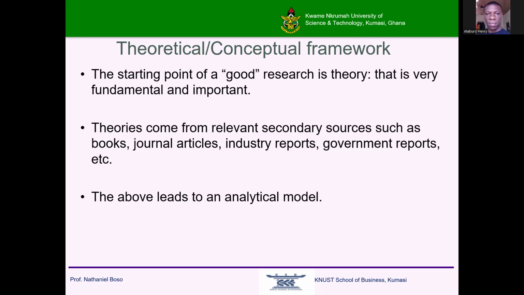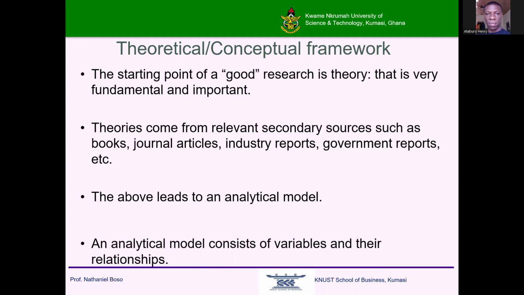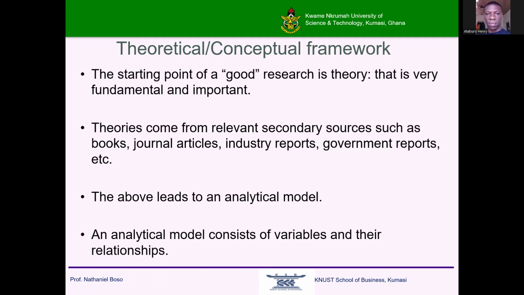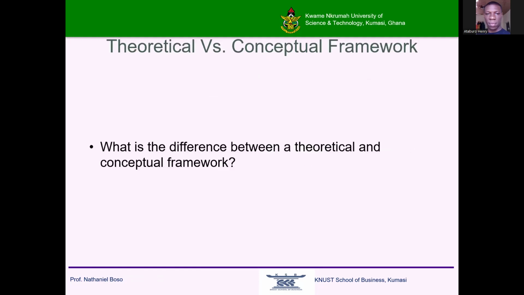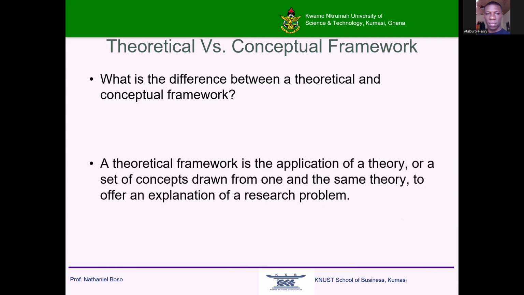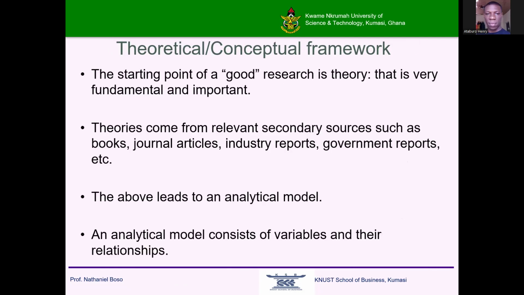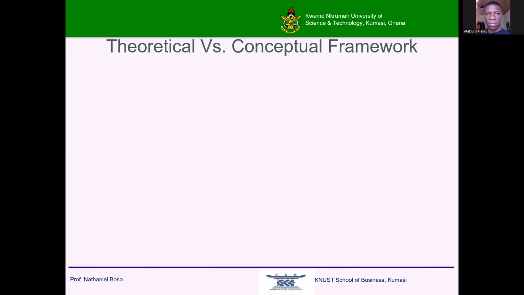So when you have concepts and the logical arguments that relate the concepts together, then you have what we call an analytical model, okay? So an analytical model consists of variables or concepts and their relationships. So we have talked about analytical model, about theory, and then concepts. Now, your analytical model may be referred to as a theoretical model or a conceptual framework. You will come across these two terminologies from now going forward very often.